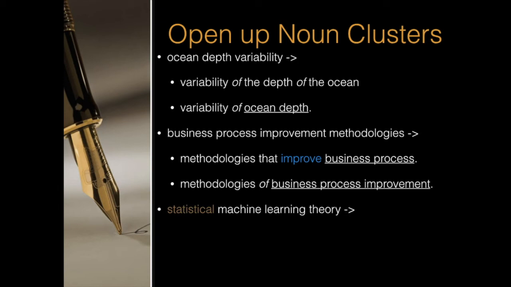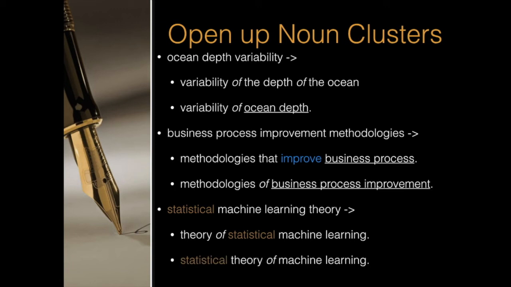In statistical machine learning theory, statistical is an adjective, and it is unclear whether it modifies machine, machine learning, or machine learning theory. It turns out that machine learning is a field of science. It is very popular these days, by the way, so Google it if you're not familiar with it. Therefore, we can rewrite it as theory of statistical machine learning or statistical theory of machine learning. Notice how the adjective statistical is placed in each of those two rewrites and how that changes the meaning.